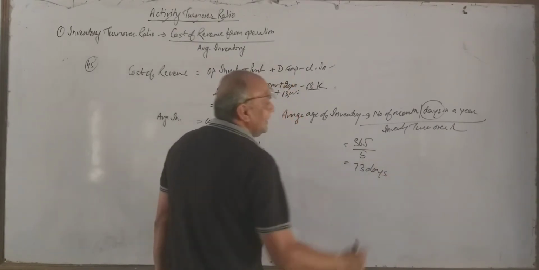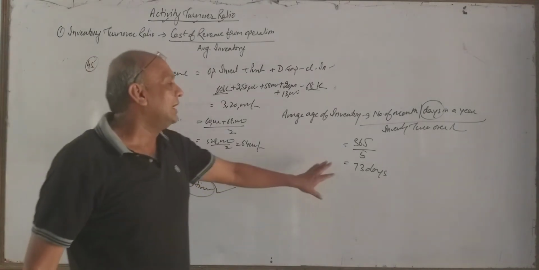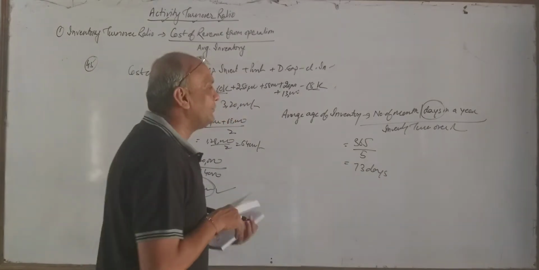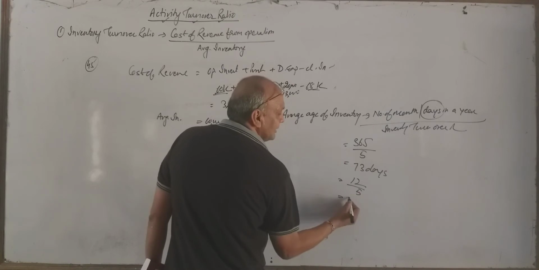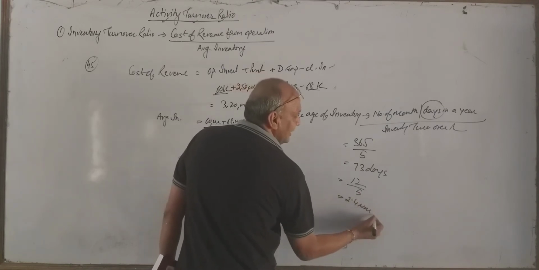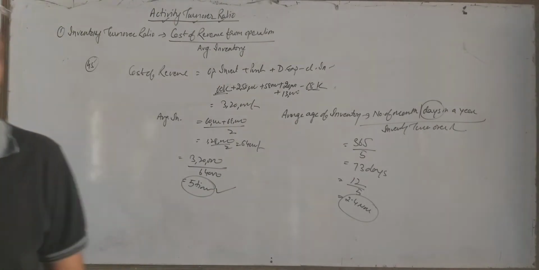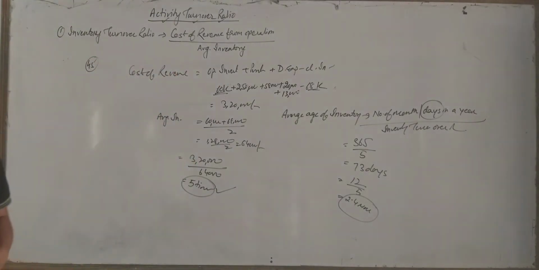73 days. मतलब 73 दिन के अंदर 73 डेज के अंदर हम अपने गुड्स को मैन्युफैक्चर करके मार्केट में बेच देते हैं. और इफ यू वांट टू कैलकुलेट इन मंथ, तो 12 डिवाइड बाय 5 दैट इज 2.4 मंथ. लगभग 2.5 महीनों में हम गुड्स को प्रोड्यूस करके मार्केट में बेच देते हैं. तो दिस इज हाउ टू कैलकुलेट इन्वेंटरी टर्नओवर रेशियो.